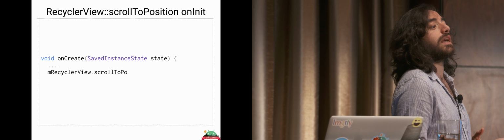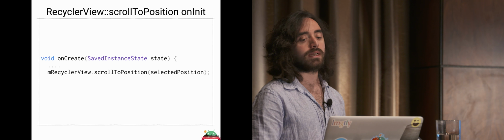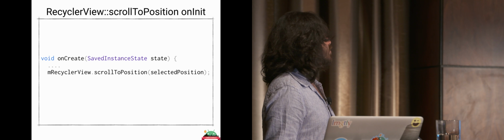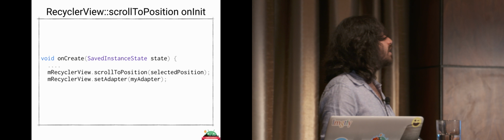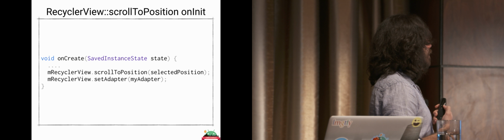So if you are initializing your RecyclerView in your activity, in your onCreate method, you could say scrollToPosition, selected position, and here is your adapter. So is this going to work?